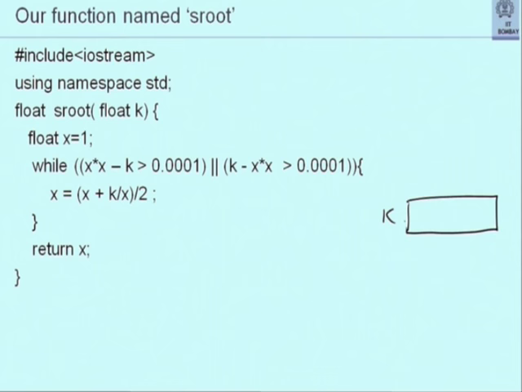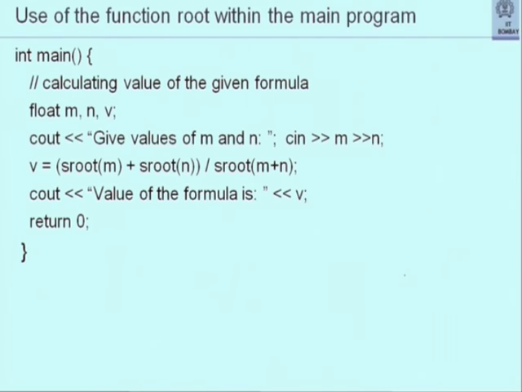This will create a location for k. It may create additional locations whenever it requires. It will also create a location for x. You will agree that the program written is exactly the same that we wrote to find the square root of a number. Exactly the same, while this condition do this. And it will return the value. Having done this, this is my main program. I declare m and n as 2 values, v as the final value which I want to calculate, collect the values of m and n, then I invoke this function 3 times, calculate the value of v and output the value.